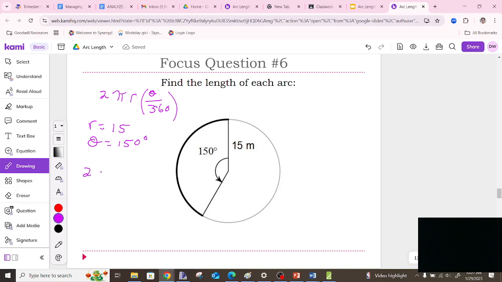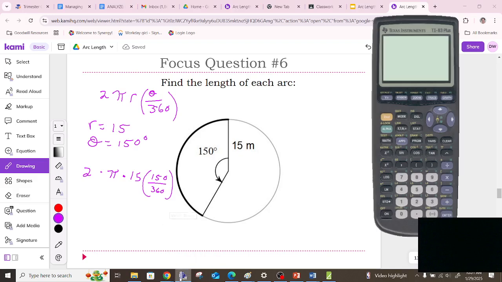So 2 times pi times 15, and then you'd have 150 over 360. And I just have you round. I'm not having you reduce fractions. You'll find we don't do a whole lot of fractions, so it gets annoying, which is hard for you because when you get to quadratic formulas, they reduce fractions a lot of times, but sometimes I just show them how to do it on a calculator, just because of the time frame.